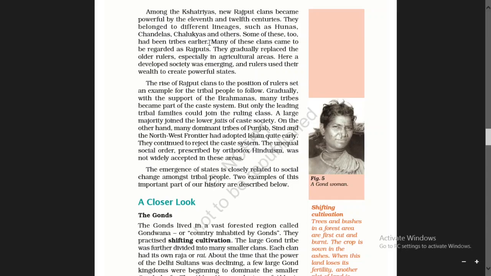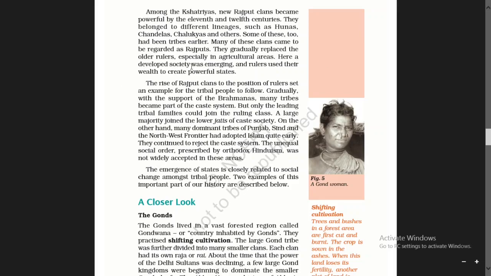Some of these had been tribes in earlier days. Many of these clans or groups came to be regarded as Rajputs. They gradually replaced the older rulers, taking their place, especially in agricultural areas.